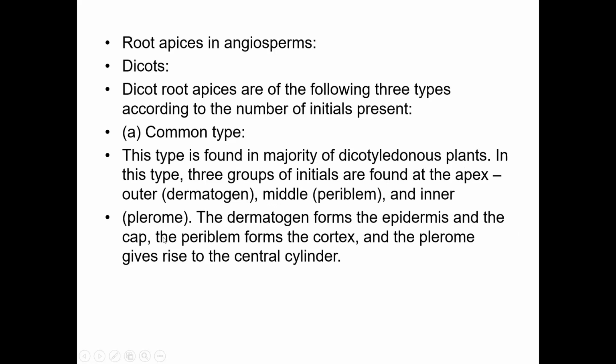So generally, in the root apex, the root cap is present. The main difference between root apex and shoot apex is the presence of the root cap in the root apex, whereas in the stem there is no stem cap. The periblem forms the cortex and the plerome gives rise to the central cylinder.